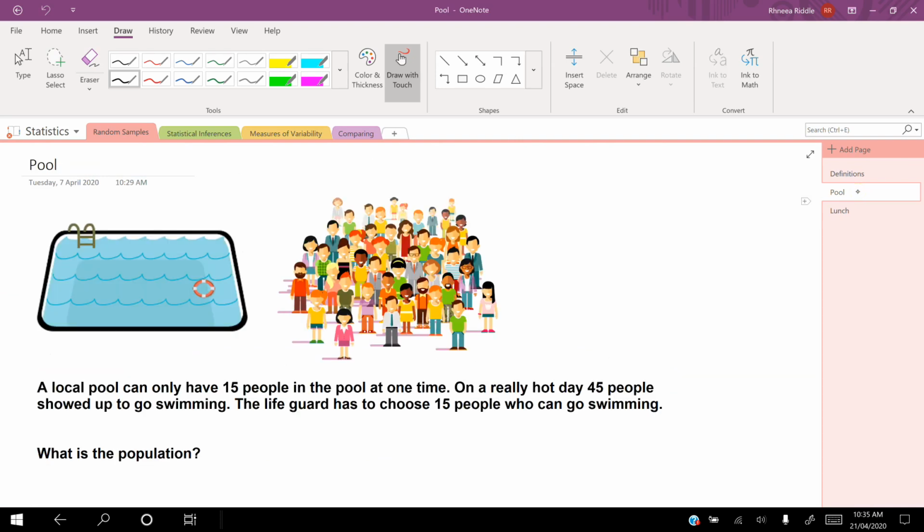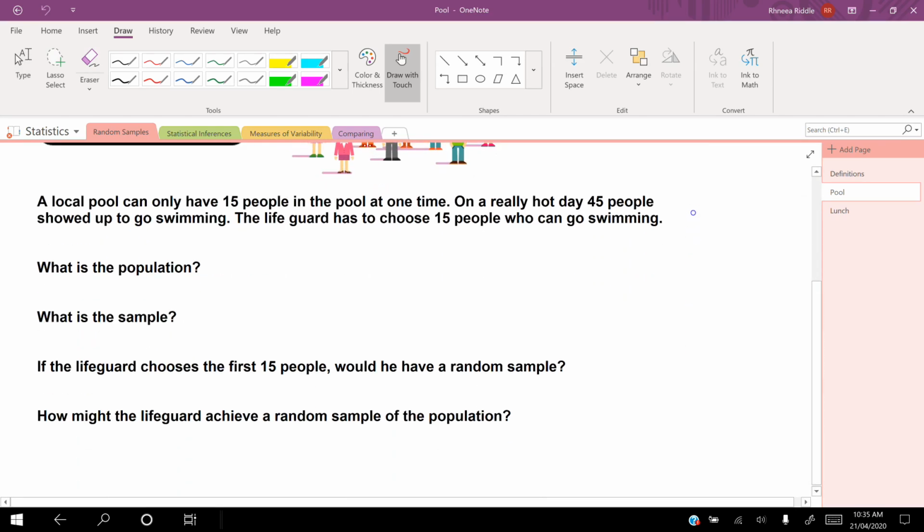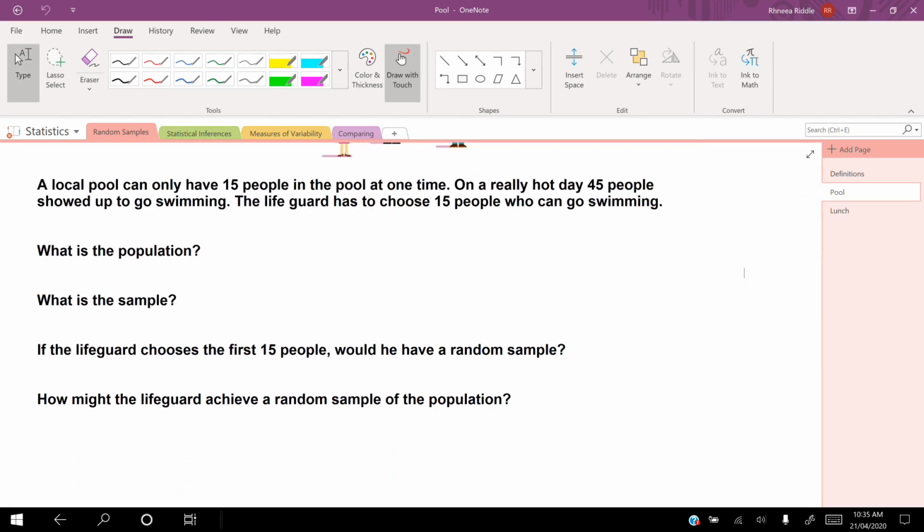Here we have a pool and a group of people, and it says that a local pool can only have 15 people in the pool at one time. But on a really hot day, 45 people showed up to go swimming. So not all 45 people can go swimming, only 15 of those can. So the lifeguard is told they have to choose 15 people to go swimming. So we have to find out, what is the population of this group of people?